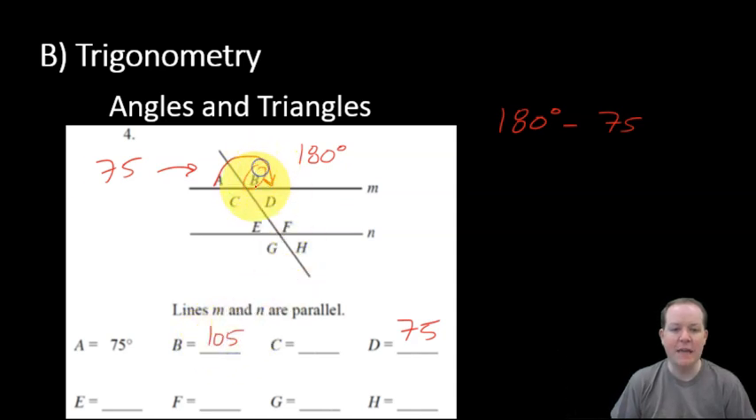And then if I know what B is, B and C, again, those are vertical angles. Those are the same thing, so they have to be the same value. Okay, now the tough one. How do I then start figuring out what's going on with E, F, G, and H over here?